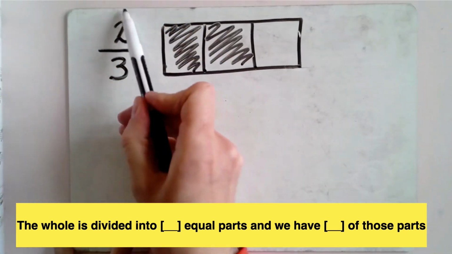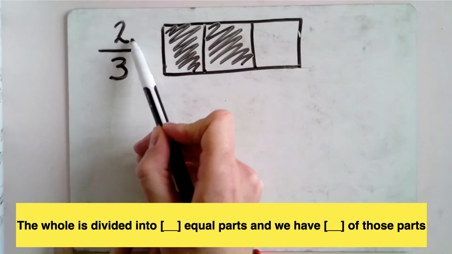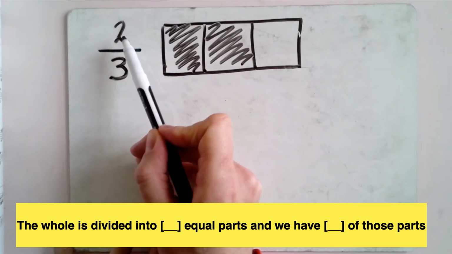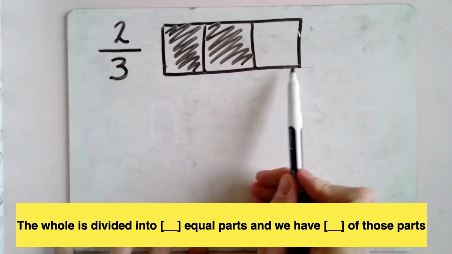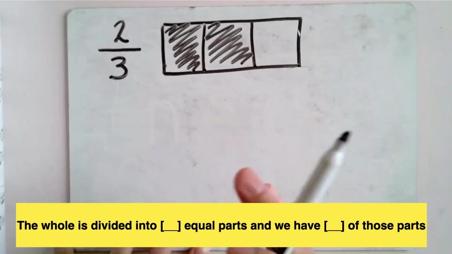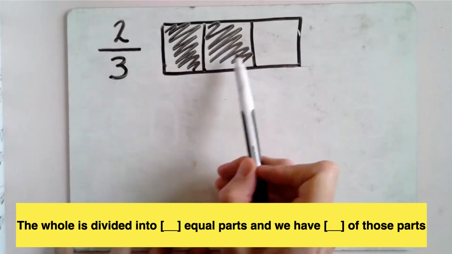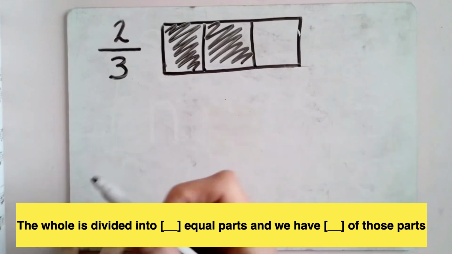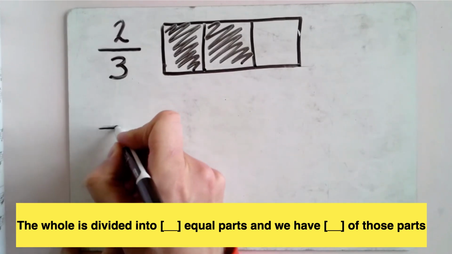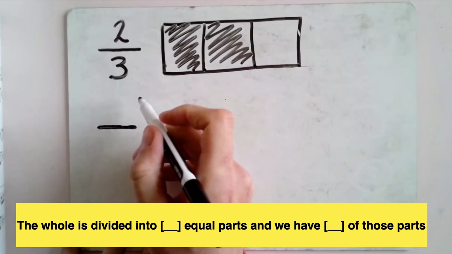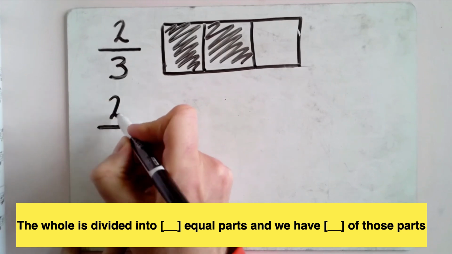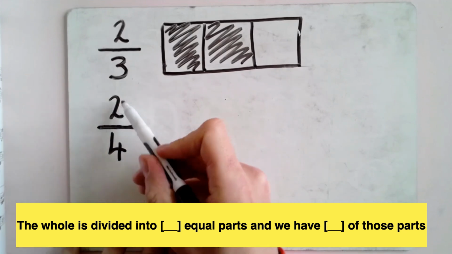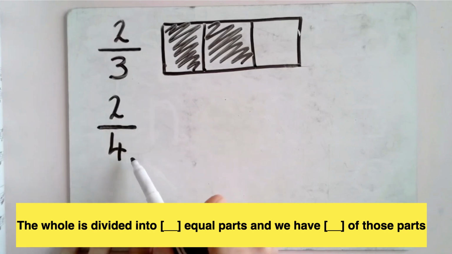And the number that goes on the top of our fraction is called the numerator. That's really important, that sentence at the bottom. We've got a whole. Whatever the whole is, it's divided into equal parts, and then we have some of those parts. If we look at it the other way, we might be given a fraction. So here, we're going to be given a fraction this time. We're going to have 2 as our numerator and 4 as our denominator. So what does that look like?